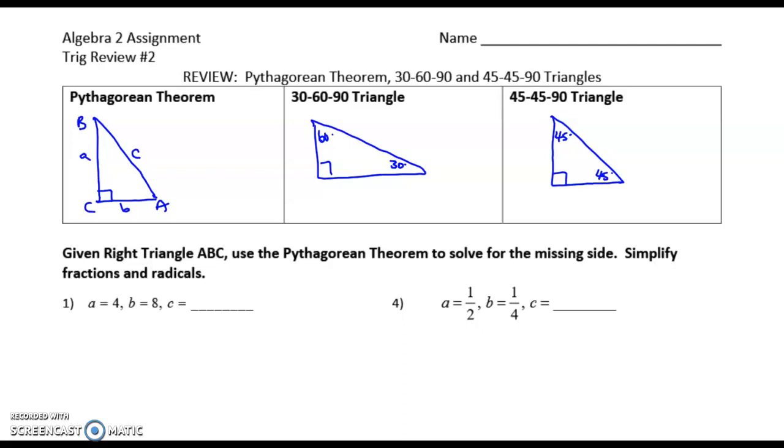So see if you can do this without looking at your notes, because really the Pythagorean Theorem, 30, 60, 90, 45, 45, 90, by the time you get out of Algebra 2, you should have these down. So see if you can fill those in without your notes. Go ahead and pause the video.